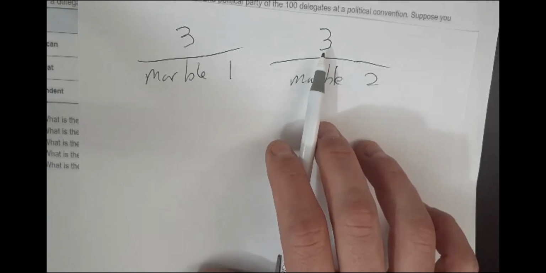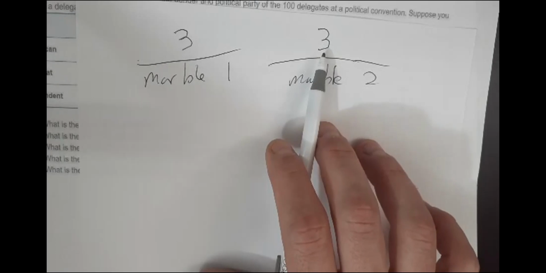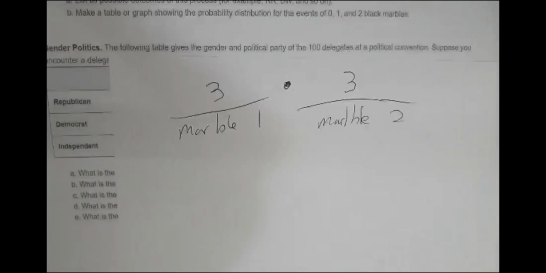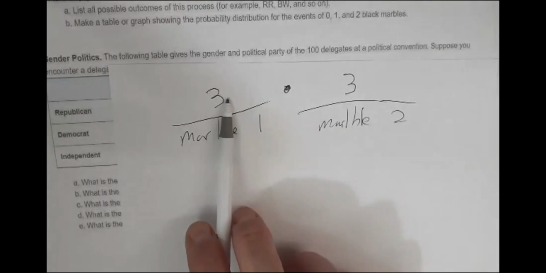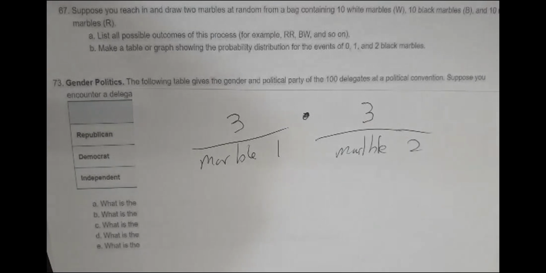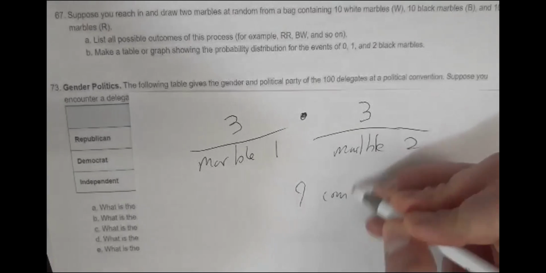Wasn't there a third marble? Multiplication. It's 9. 3 by 3, right? This is either white, red, or black. This is either white, red, or black. If I combine white, red, and black with white, red, and black, I should get a total of 9 combinations of these things.